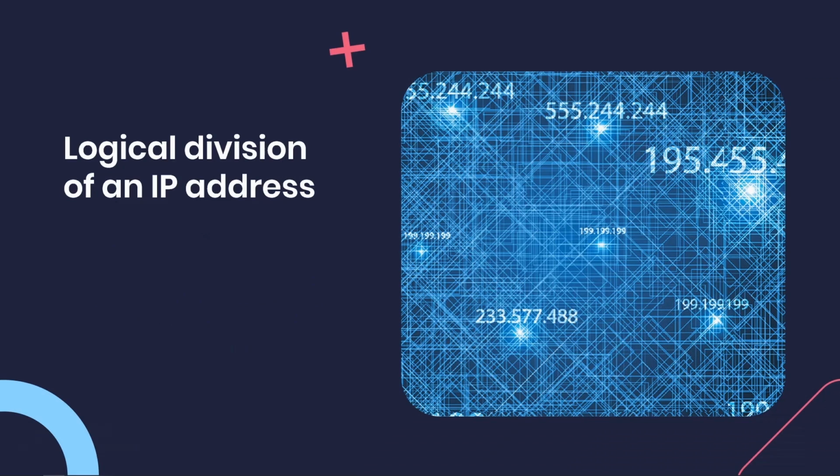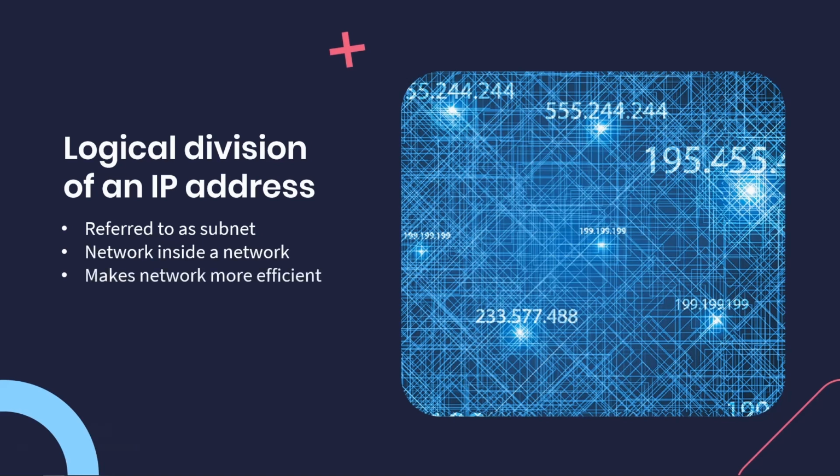Let's now look at how to create a logical division of an IP address. This is commonly referred to as subnet and is basically a network inside a network. A subnet can practically divide any network into 2 or more parts. Subnets clearly make networks more efficient. Now, through subnetting, network traffic can travel shorter distances without passing through unnecessary routers to reach their destination. To create a subnet, you change the IPv4 address from binary notation to decimal notation.